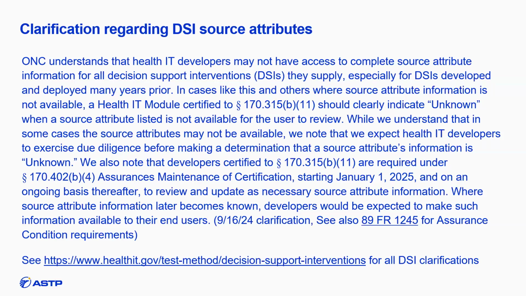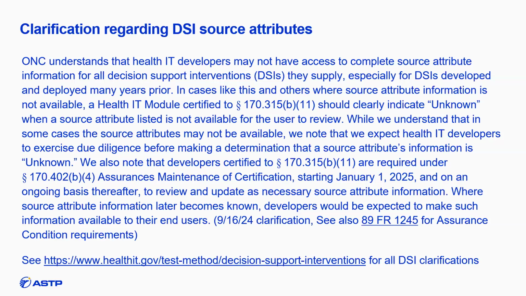Okay, this is the last piece before we dive into the API stuff. Really important to note that we issued a clarification last month. And essentially what this does is it provides developers flexibility as it relates to source attributes. So we understand that health IT developers may not have access to complete source attribute information for all DSIs they supply, especially for DSIs developed and deployed many years ago. In cases like this and others where source attribute information is not available, a health IT module certified to B11 should clearly indicate unknown when a source attribute listed is not available for the user to review.